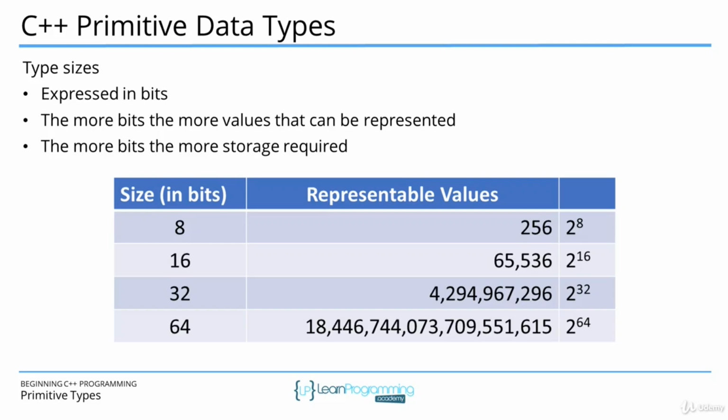In this table, you can see how many values can be represented in a given number of bits. The formula used to calculate these values is 2 raised to the number of bits power. So we can store 256 distinct values in 8 bits, 65,536 distinct values in 16 bits, over 4 billion distinct values in 32 bits, and over 18 billion distinct values in 64 bits. Now let's take a look at the specific primitive types one at a time.